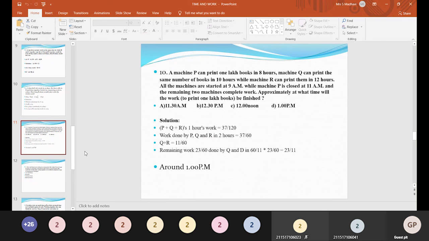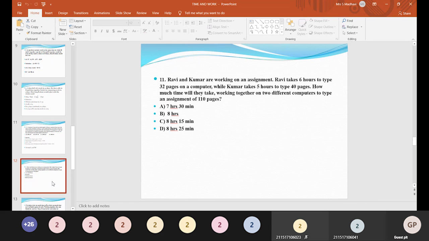We get approximately 23 by 11 hours, which is approximately 2 hours. So around 1 p.m. Q and R finish the work together. The time closed at 11, so approximately 2 hours are needed for machines Q and R to complete the work. Starting from 11, when we add 2 hours, the time is 1 p.m. At around 1 p.m., the machines Q and R complete the work.